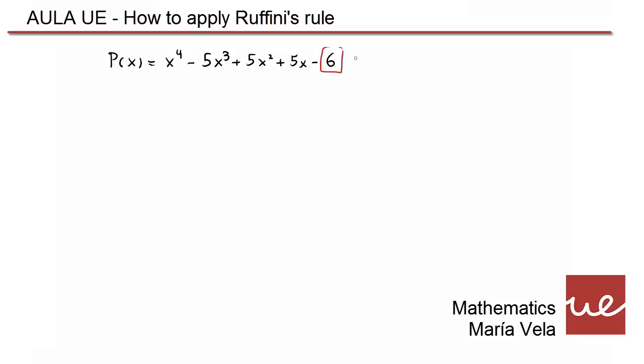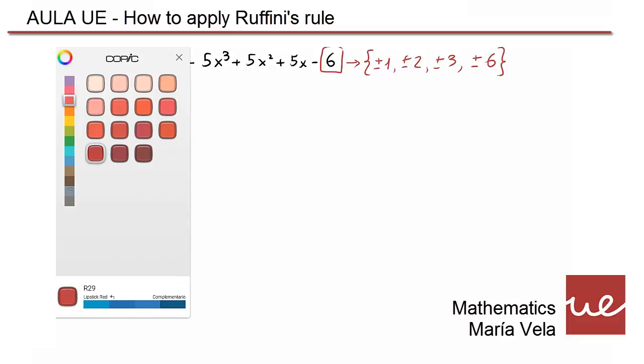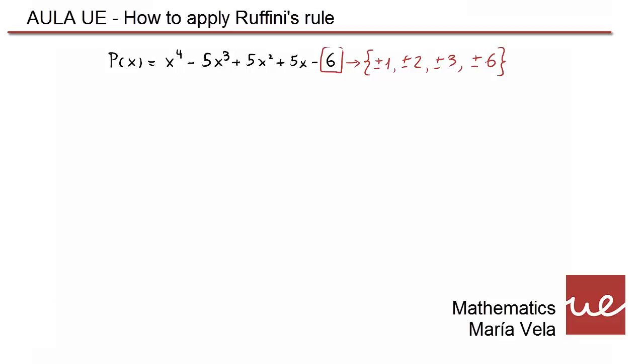So first of all, we notice that our coefficient minus 6 can be divided by the following numbers: plus and minus 1, plus and minus 2, plus and minus 3, and plus and minus 6. These are the possible integer solutions of our decomposition. So these are the numbers that we need to substitute into the method in order to find out the possible roots.